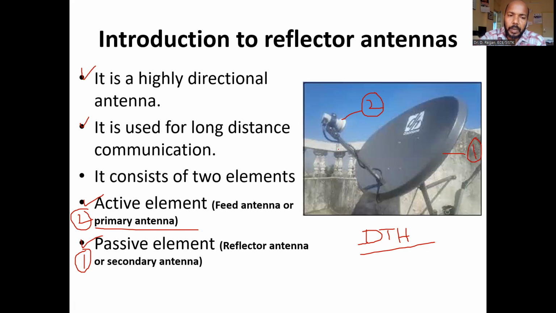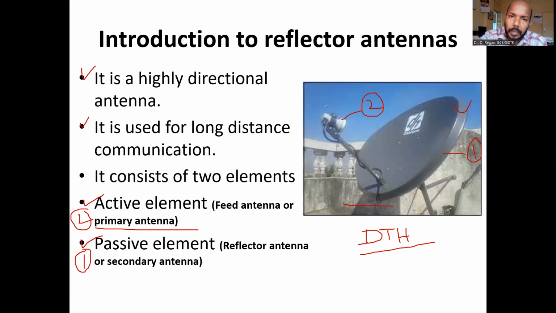Here, the passive element is a reflecting surface. This reflecting metallic surface is the passive element. So we say it is a reflector antenna or secondary antenna. Throughout this session, we will learn about this secondary antenna only. We will understand what this secondary antenna or reflector antenna is, what its types are, and in which way we can feed this secondary antenna.